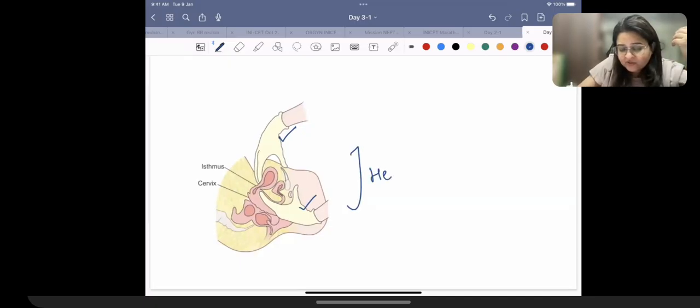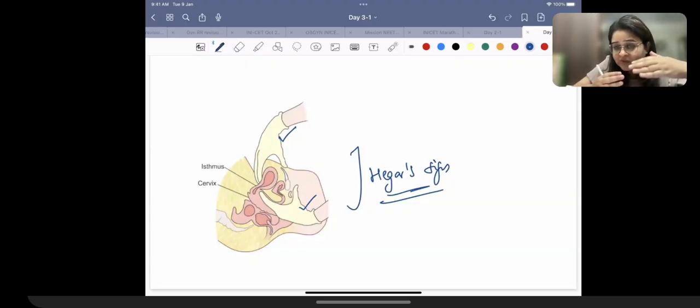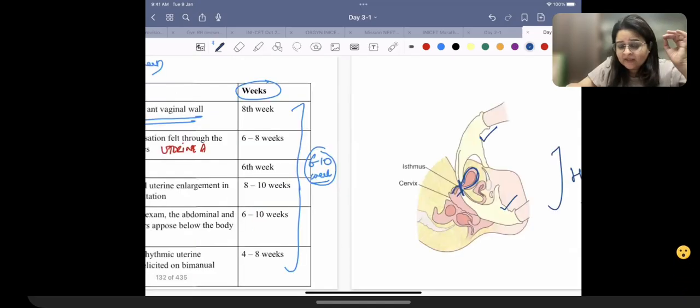This sign which is being shown here is the Hegar sign. This is the most important sign. What is Hegar sign? Hegar sign is if you approximate the uterus between your fingers, you will find that the fingers are approximating between the body of the uterus and the cervix, in the middle, at the isthmus. This is because the body becomes very, very soft. So your fingers approximate between the body of the uterus and the cervix. This is called the Hegar sign on bimanual palpation.